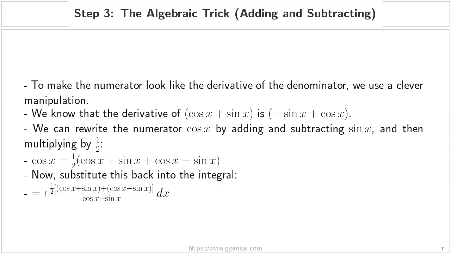Finally, the slide shows us substituting this back into the integral. So, we now have the integral of 1/2 times the quantity of cosine x plus sine x, plus cosine x minus sine x, all divided by cosine x plus sine x, with respect to dx. This looks a bit messy, but trust me, it's setting us up for a much simpler integral in the next step. We've successfully manipulated the numerator to include a form of the derivative of the denominator, which will allow us to split the integral and apply our substitution technique. In the next slide, we'll see how this all comes together.